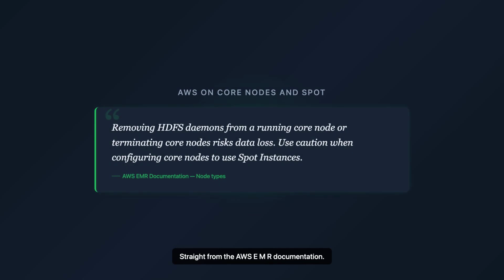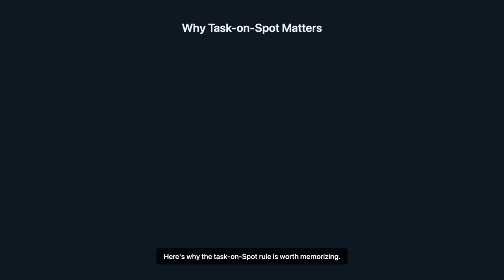Straight from the Amazon Web Services EMR documentation. Removing HDFS daemons from a running core node or terminating core nodes risks data loss. Use caution when configuring core nodes to use spot instances. That's Amazon Web Services being polite. In practice, if you care about your HDFS data, core nodes go on demand. Period.